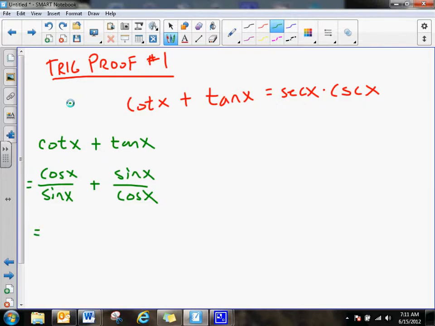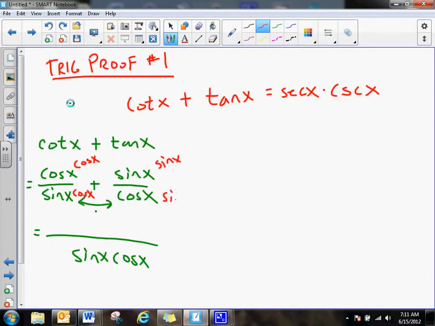All right? Let's see here. The common denominator is going to be the two denominators multiplied together. So the common denominator is going to be sine of x, cosine of x. And I have to multiply the left fraction by cosine on the top and the bottom, and the right fraction by sine on the top and the bottom, so that I get my common denominator. So on the left side, I have cosine squared of x. On the right side, I have sine squared of x.